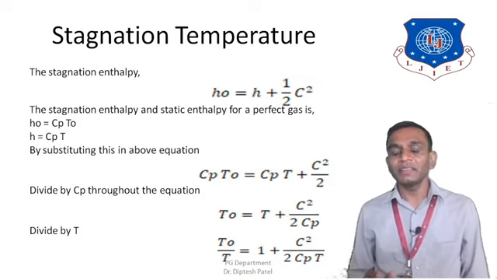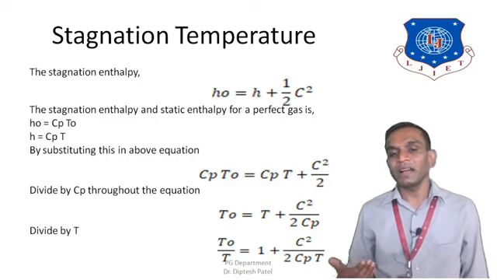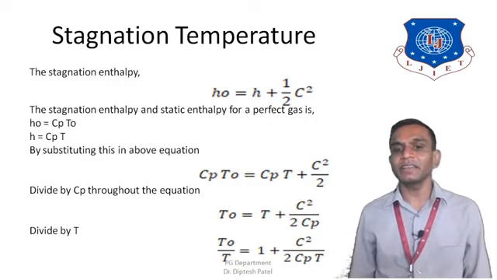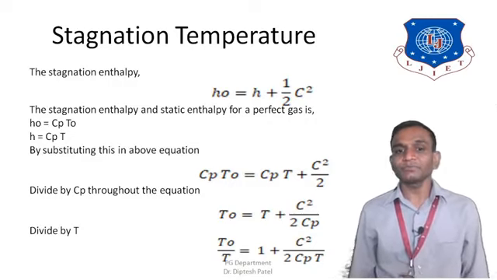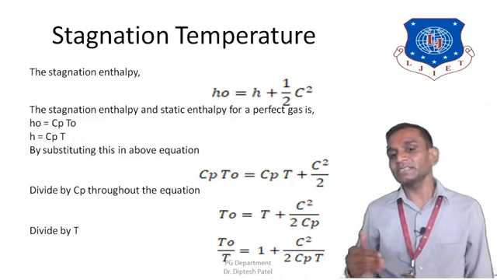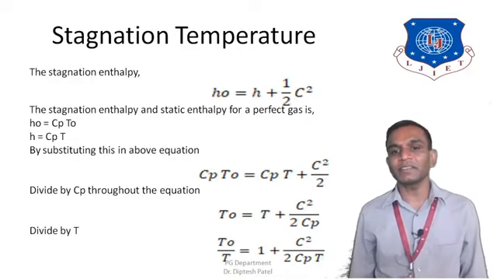Now, let us divide the whole equation by Cp. If you divide by Cp throughout, on both sides, the equation would reduce to T0 is equal to T plus C square divided by 2Cp, since we need to put the Cp underneath. So, the whole equation reduces to T0 is equal to T plus C square divided by 2Cp.